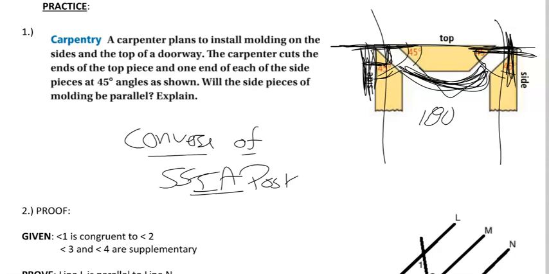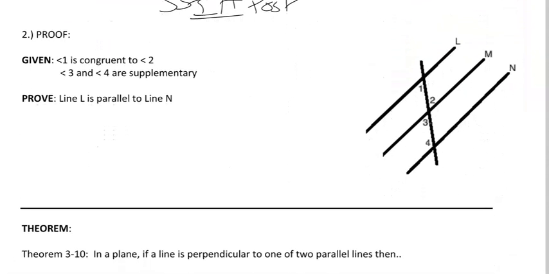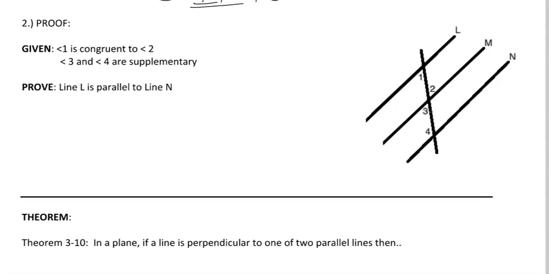All right, I hope that makes sense. Let's go ahead and do some proofs. In the end, I am trying to prove that L is parallel to N. So my mind goes straight to, oh, let's use the converse of one of the theorems to finish my proof. I don't know if that's actually going to work or not. Let's look through this.